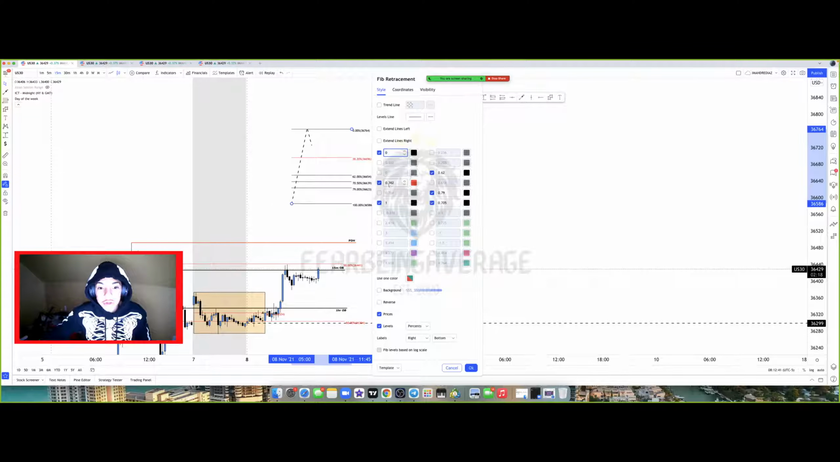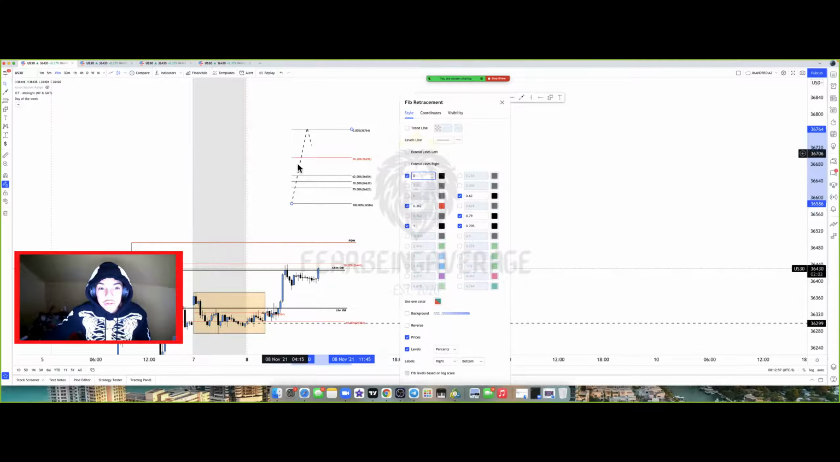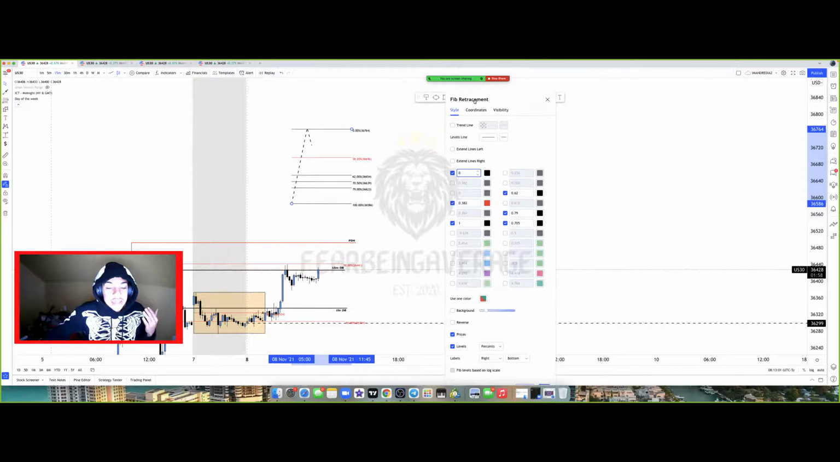I use the 0.382, which is my continuation level. That's why it's red. It's the only red one. Then I have the 0.62, the 0.79, and the 0.705. These are the only four levels that I ever use on the Fibonacci. The only four. I use the 50%, but that's not what I'm really using it to catch a trade. That's more or less what I'm using it to refine, say, the order block or the Asian session. I'll just use it to see where the midpoint is. That's the only time I'll ever use the 50%.